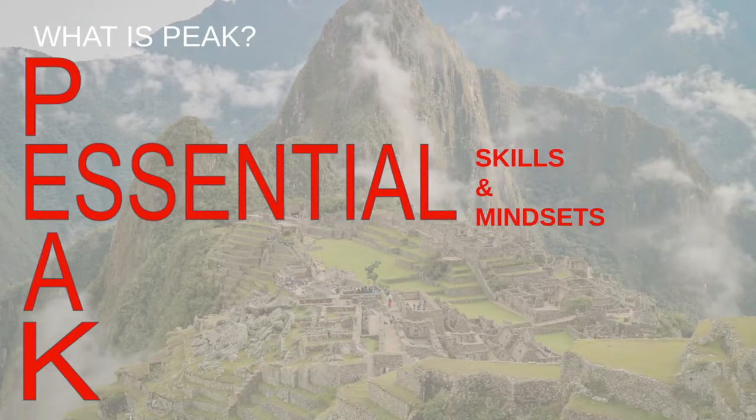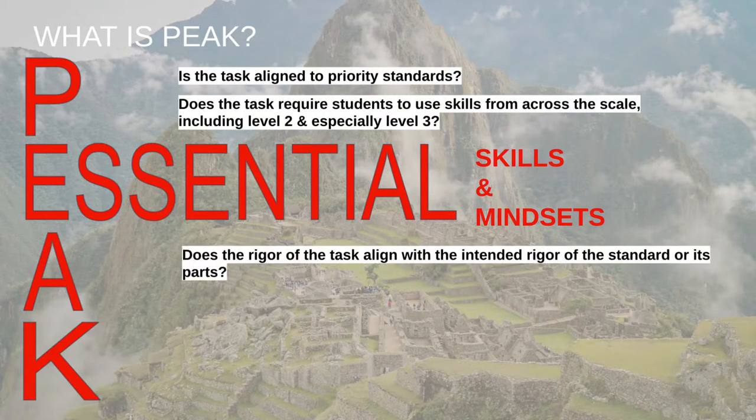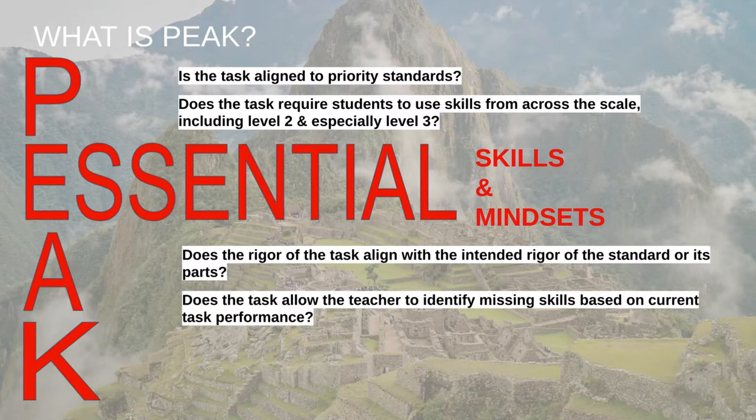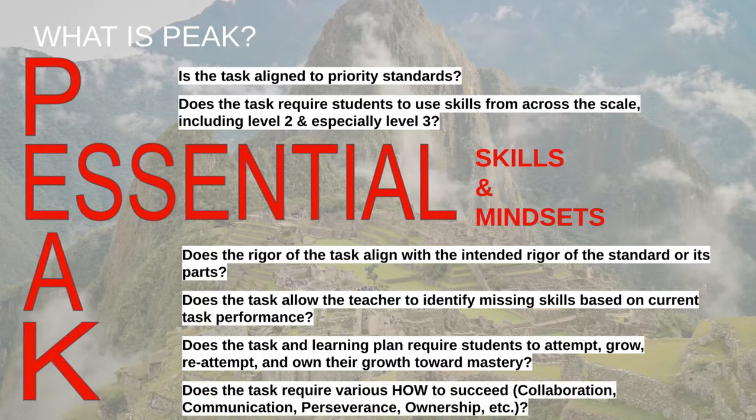The E stands for essential skills and mindsets. And this is basically, have you identified things in your priority? Does your assessment reach all the levels of appropriate level 2 thinking and base knowledge, and then application and larger analysis skills at level 3? Does your entire unit allow for missing skills to be identified and for students to reattempt and continue to grow? And ultimately, are the habits of work and some of those soft skills we're looking for a part of the learning so students can continue to grow on the things they will need out in the workforce?